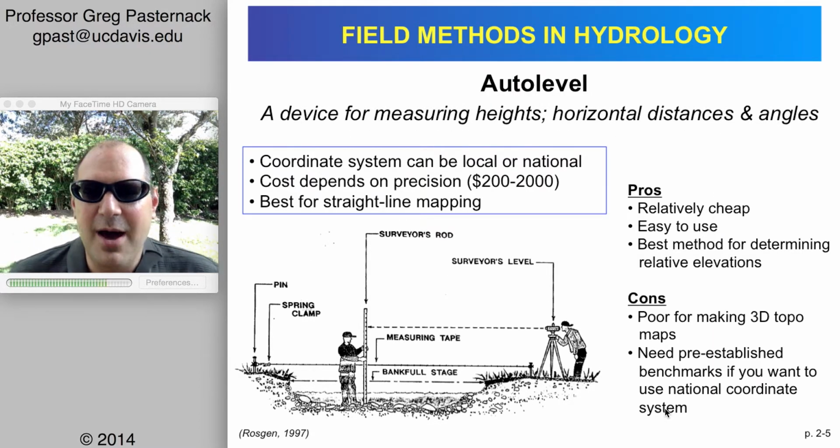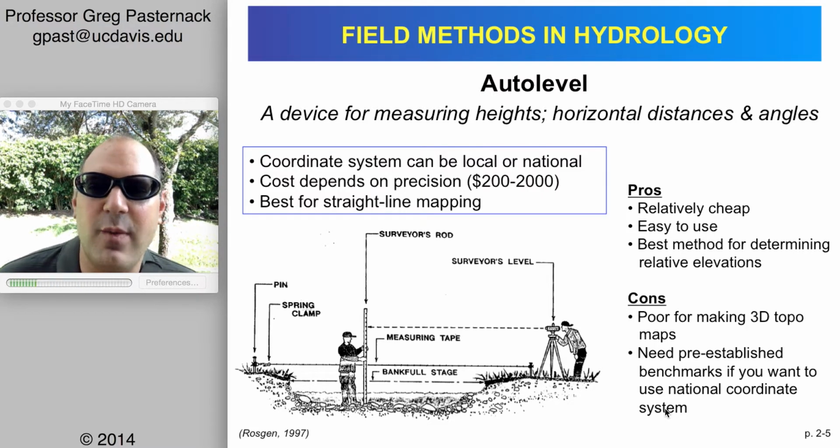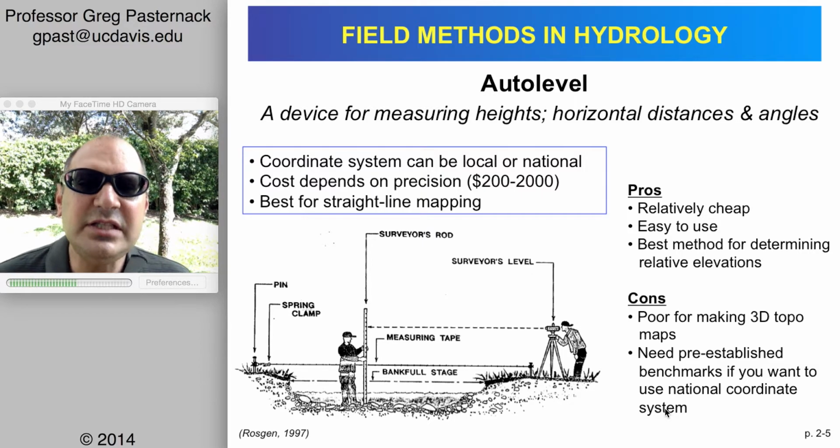The next step up is kind of a big leap, but it's a relatively straightforward tool to use. And I promise we will be using these different technologies in the field, and you'll get a lot better feel for how they work when we go and do that. So this device is called an auto level. An auto level is a device for measuring heights.